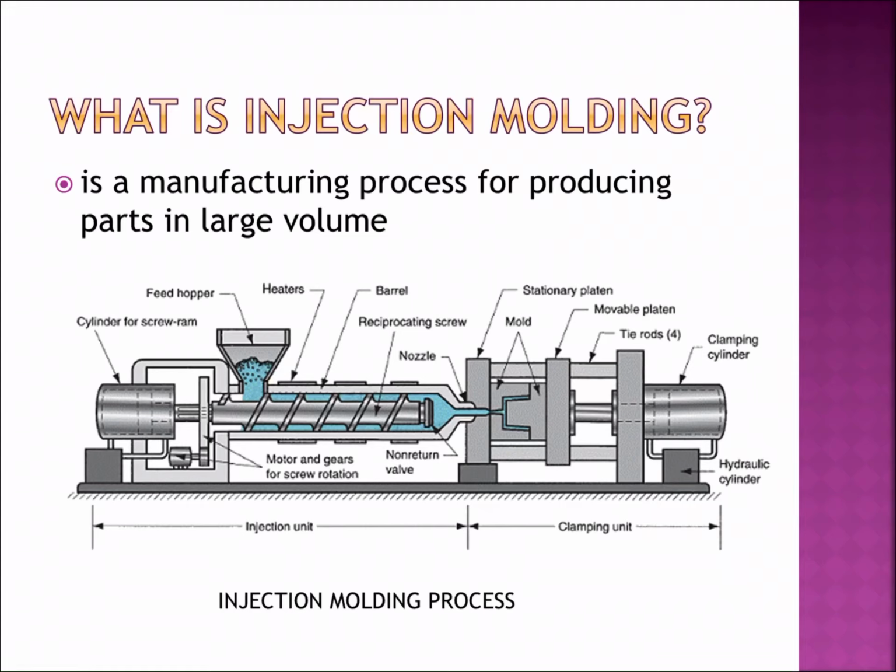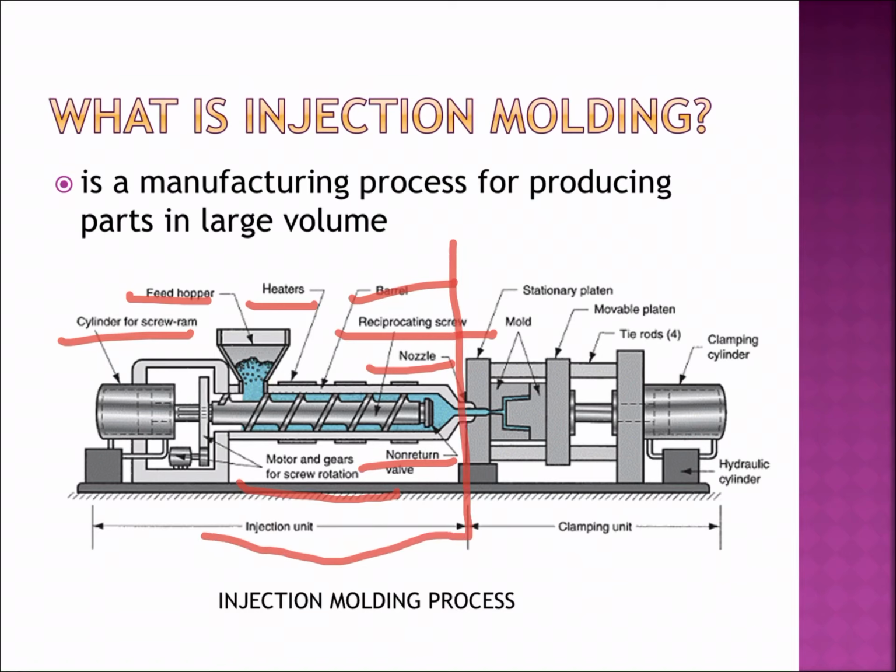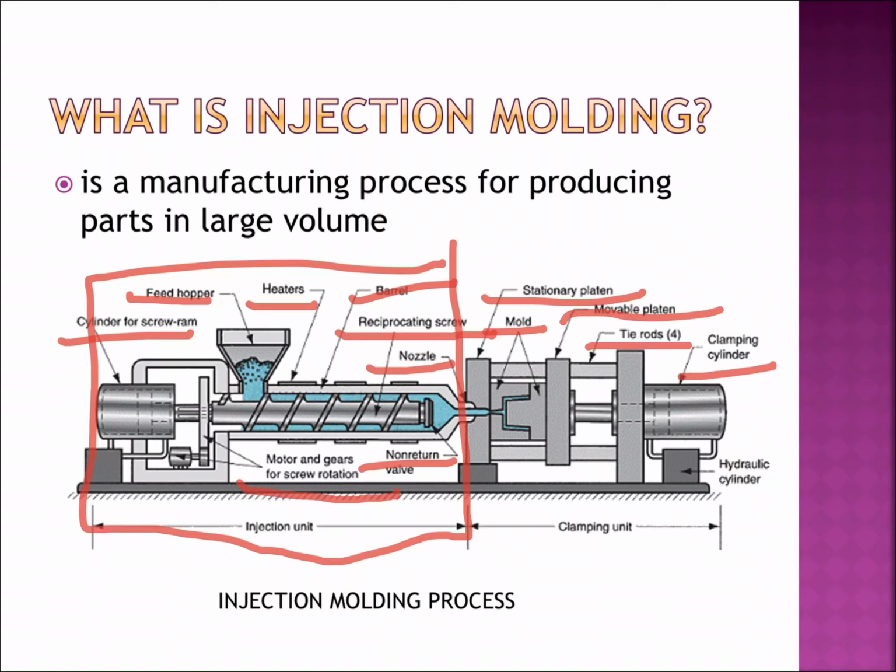As shown in the figure, these are the injection molding process components. The injection unit consists of the cylinder for the screw ram, feeder hopper, heaters, barrel, reciprocating screw, the nozzle, motor and gear for screw rotation, and non-return valve. The clamping unit consists of the mold, stationary plate, movable plate, tie rods, clamping cylinder, and hydraulic cylinder.